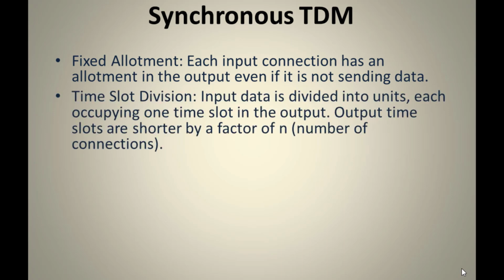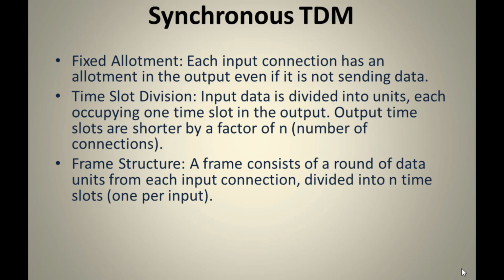Then time slot division. As we know, input data is divided into units, each occupying one time slot in the output. Output time slots are shorter by a factor of n if there are n connections, which we'll see in the diagram. Now we have something called a frame. What is the meaning of a frame? Suppose there are 4 channels sending data. If we combine the data coming from all 4 channels, that will make up a single frame. That is how we make up the frame.